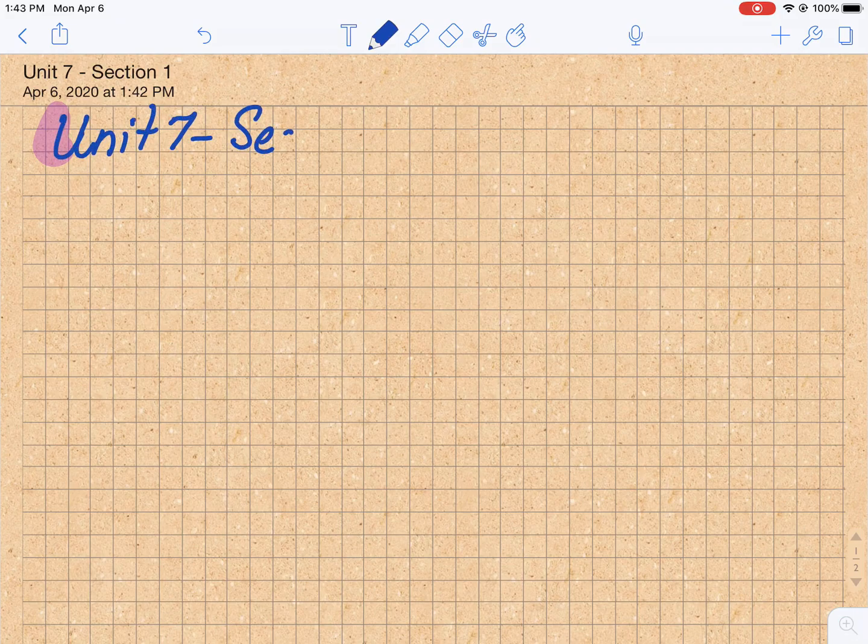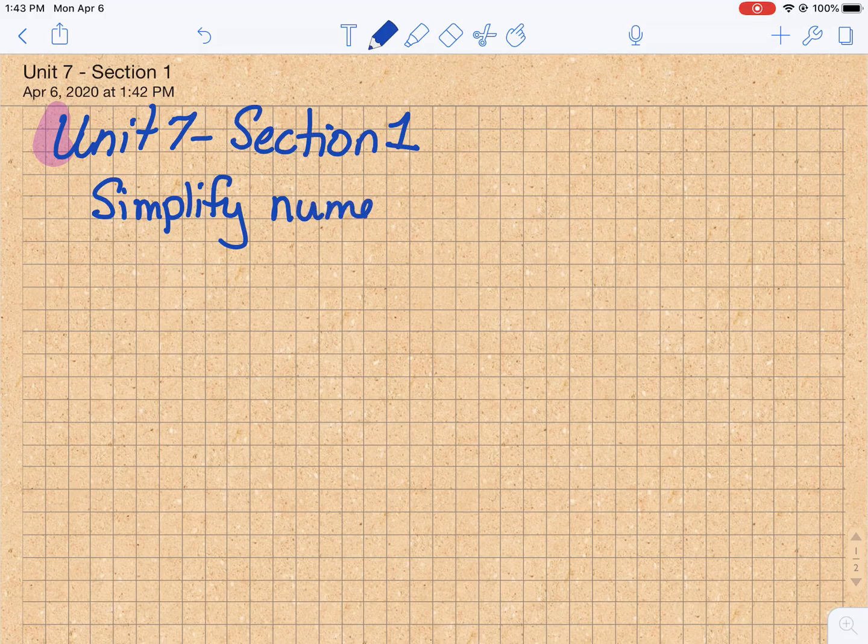Section 1. Simplifying numeric radical expressions. We're just going to deal with numbers today. Numerical radical expressions. There's a couple things you need to know how to do in order to do this.